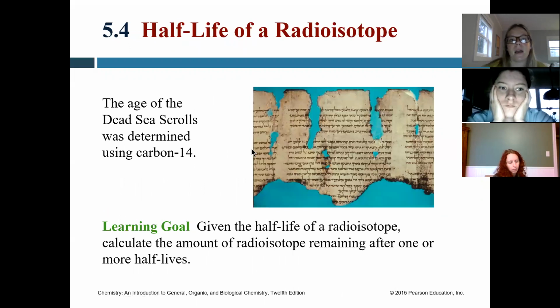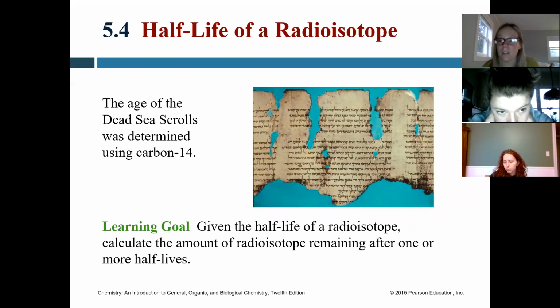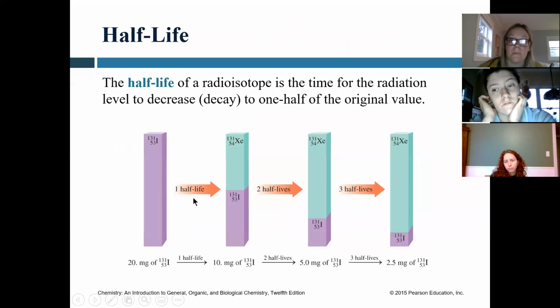Okay, let's talk about half-life of a radioisotope. So here's the Dead Sea Scrolls, and they can actually calculate the specific age of it. How do they do that? Well, they look at a radioisotope in it, carbon-14, and they see how much of that radioisotope has decayed to its daughter isotope. So we think of carbon-14 or the radioactive isotope as the parent isotope. The parent isotope will decay to a daughter or a child isotope, which is the stable version.